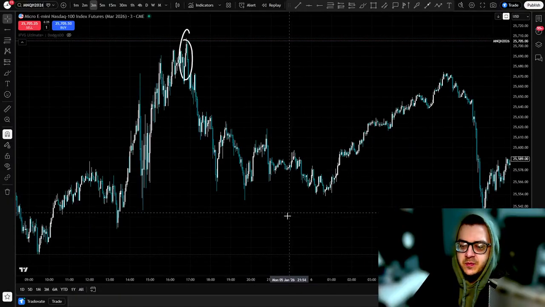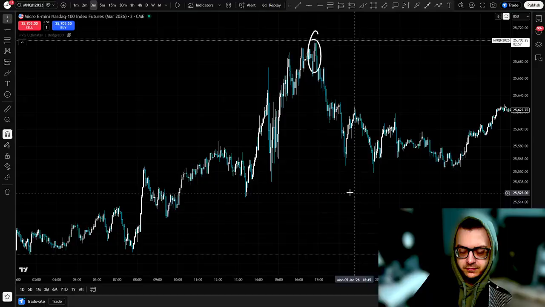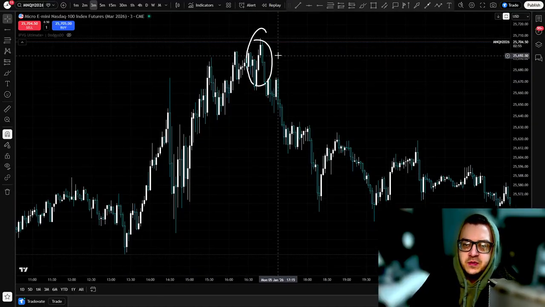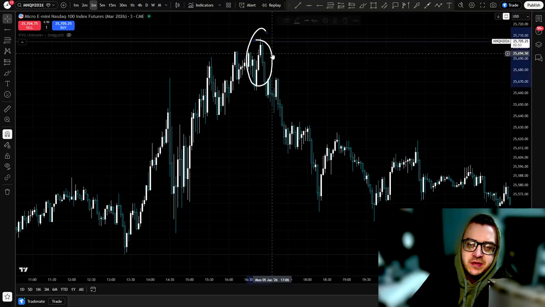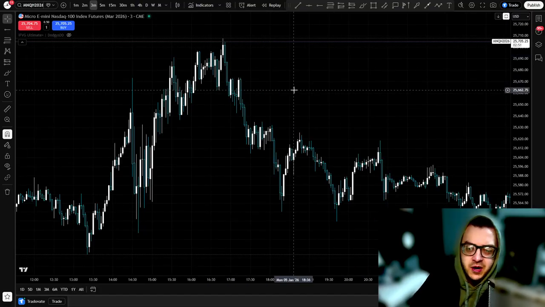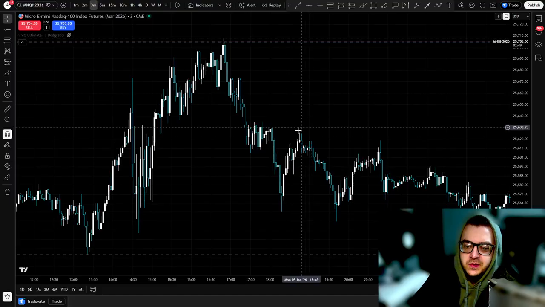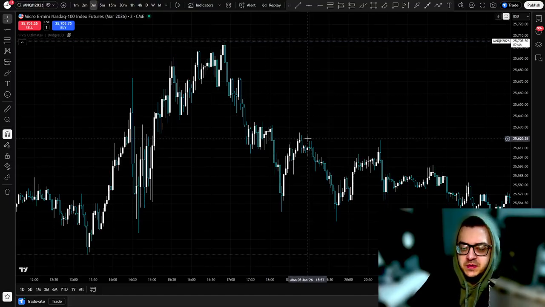Eventually we came and swept them the next day. But you can see here this obviously would have worked as well, although I don't really take shorts because they just have a lower win rate for me, and I don't see why I should lower my win rate when I can just wait for longs, which are going to be better. But overall, that was my Monday.